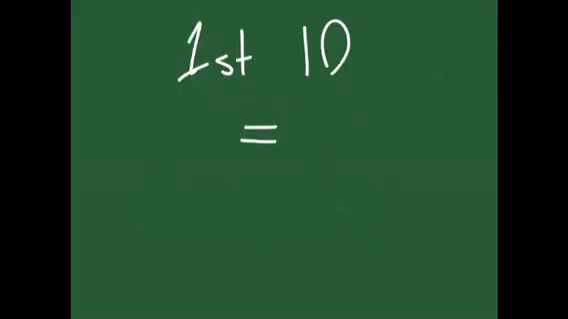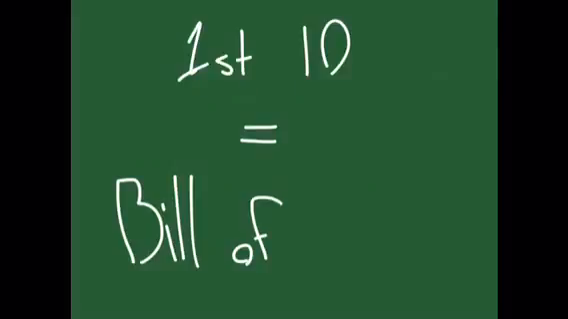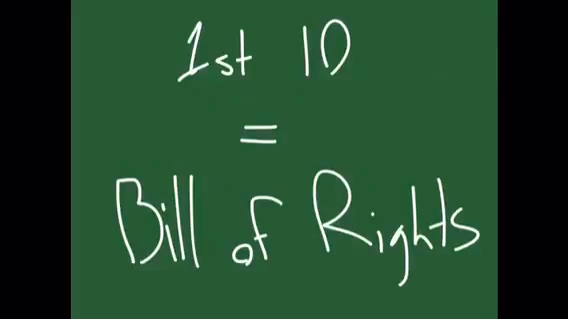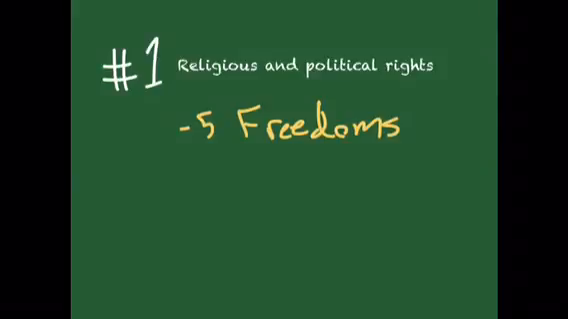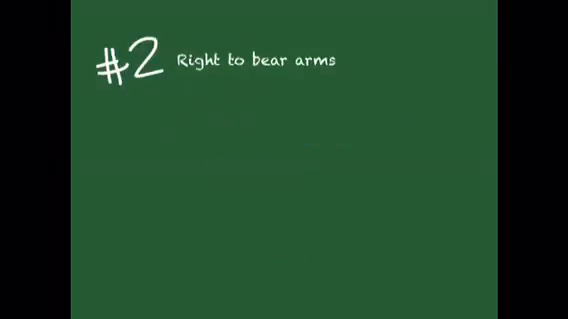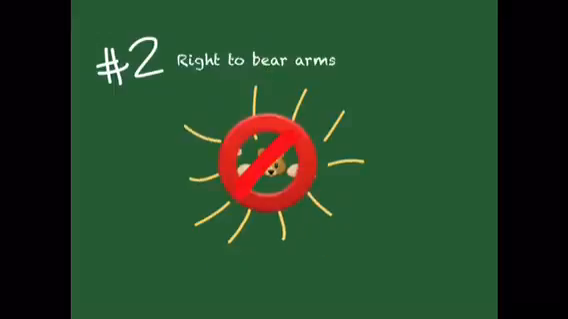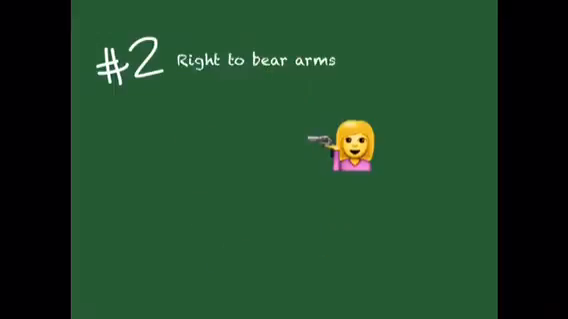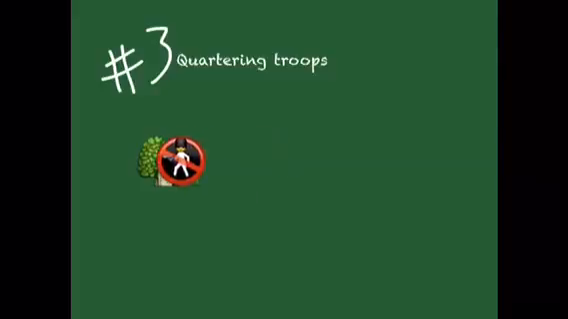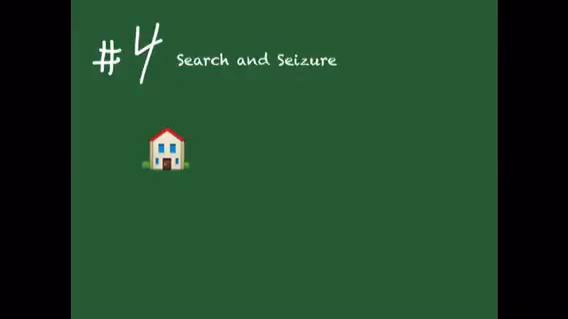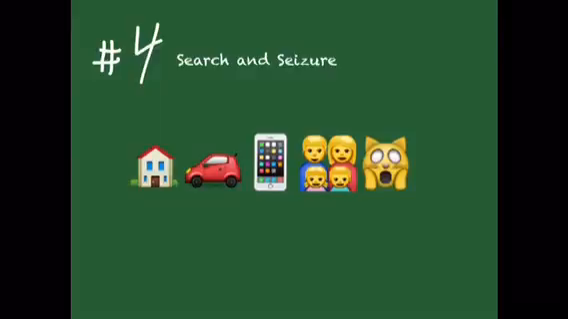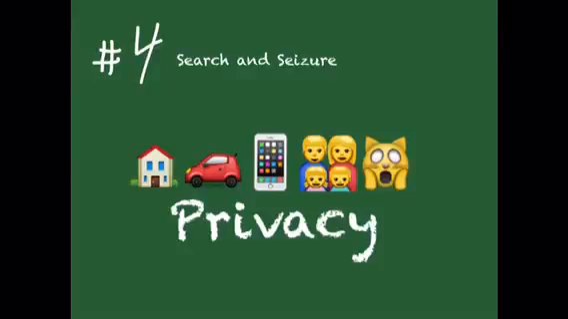The first 10 was the original Bill of Rights. Number 1, religious and political rights, which included the 5 freedoms: religion, speech, press, assembly, and petition. Number 2, the right to bear arms, not a bear in arms, but arms as in guns and having those guns. Number 3, quartering troops, which means you didn't have to house troops even in time of war, unless required by law. Number 4, search and seizure, which meant they couldn't get in your house, car, phone, family, or pets without a warrant, which equaled privacy.